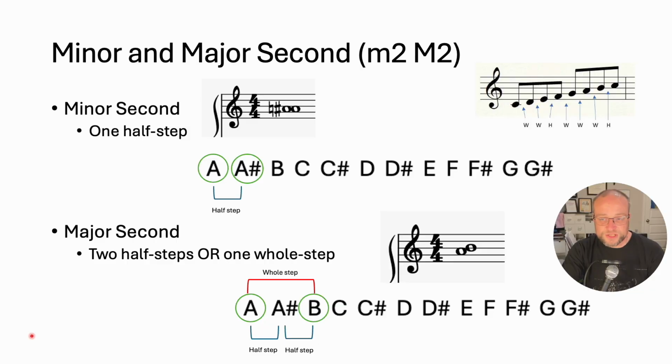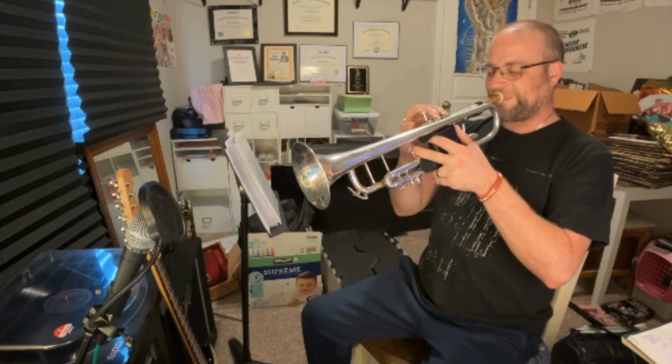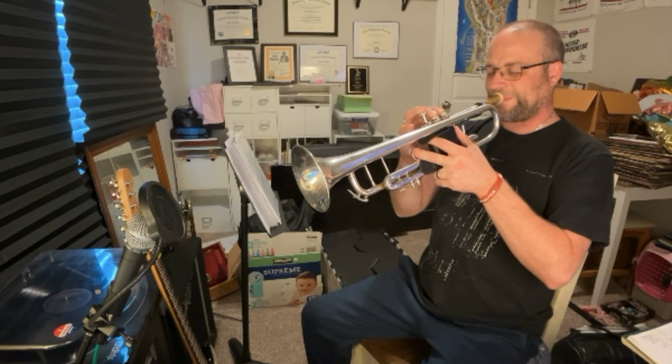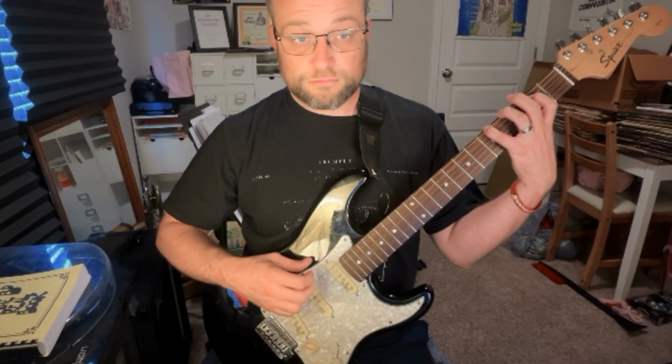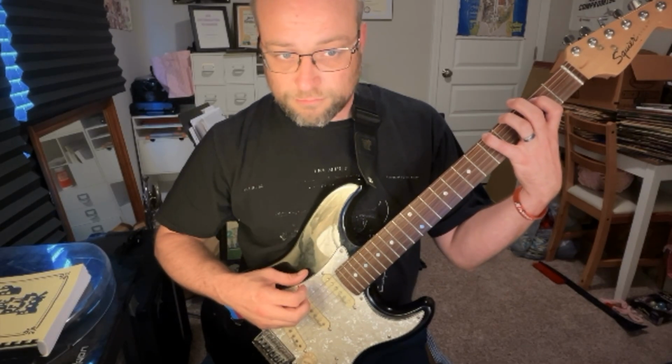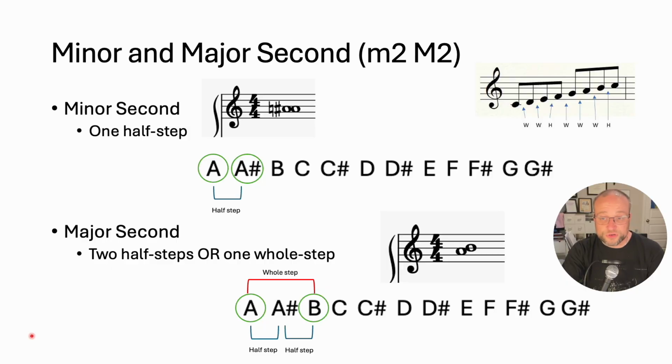The major second is made up of 2 half steps, or 1 whole step. The first 2 different notes in My Country 'Tis of Thee is a major second.